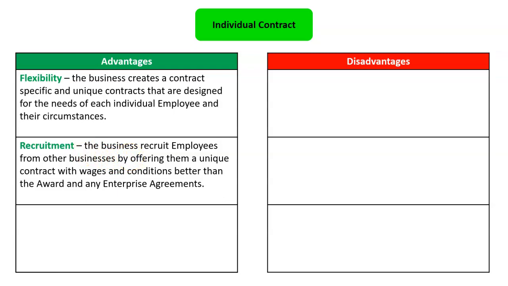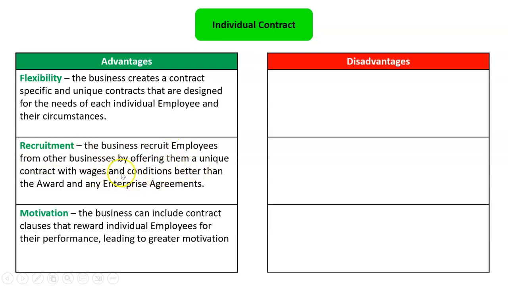So when are these used? Well, not really for your common workers. They're more for high-end management types, like CEOs or head of marketing, head of finance. These are the people that get their own individual contract, and it's a great recruitment tool because we can give you the exact unique conditions that you want. And motivation: we can put contract clauses in there to reward them for their performance, which leads to greater motivation.